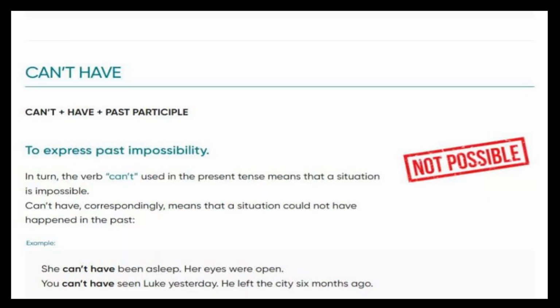Now let's look at the phrase can't have. It shows not possible to express past impossibility. The verb can't used in the present tense means that a situation is impossible. Can't have correspondingly means that a situation could not have happened in the past. Look at the examples given. She can't have been asleep. Her eyes were open. You can't have seen Luke yesterday. He left the city 6 months ago.